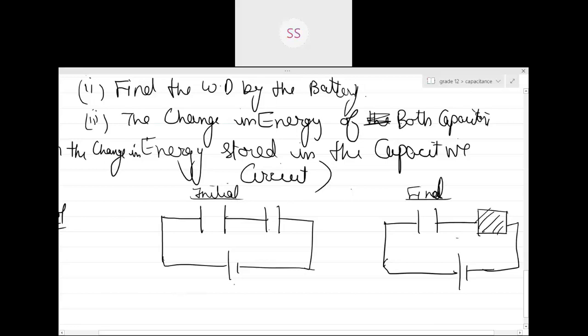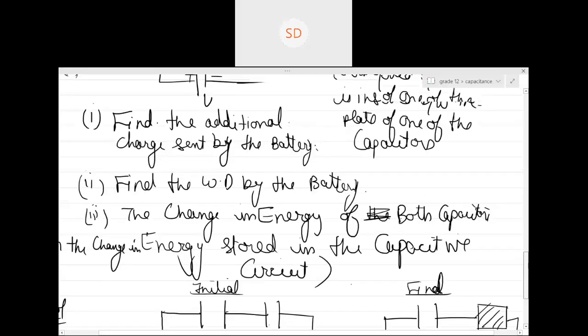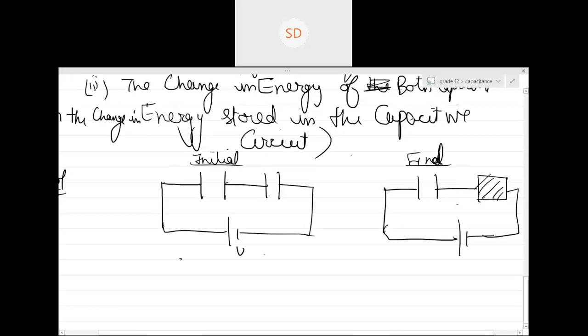Now here, what is the C net over here? The battery is plus minus V over here as well, and plus minus V over here as well. Can anyone tell me the net capacitance? This is also C and this is also C. What is the net capacitance in the first case? C by 2, very good. What is the net capacitance in the final case?